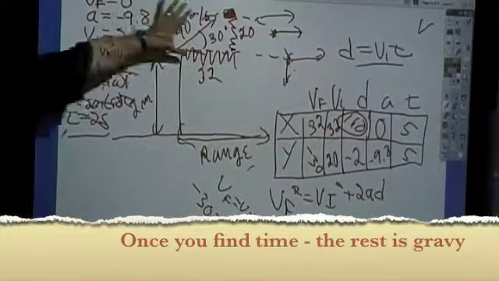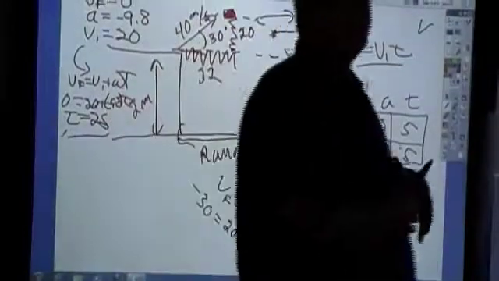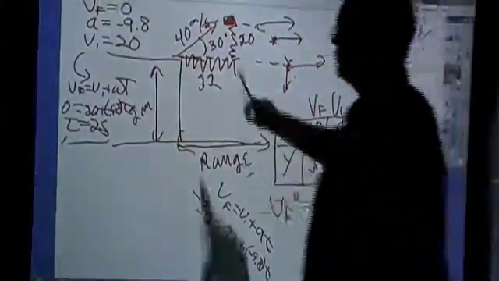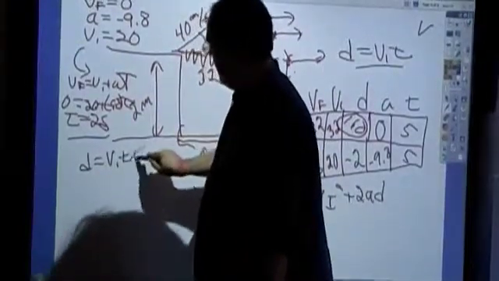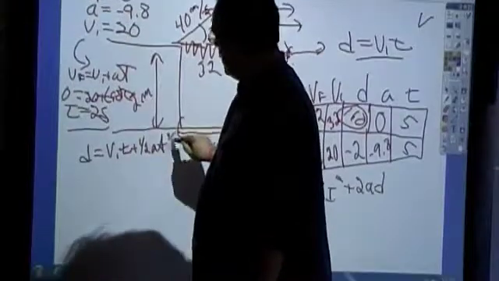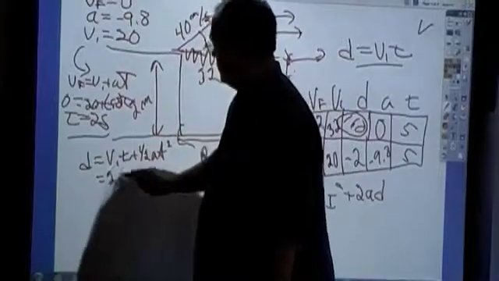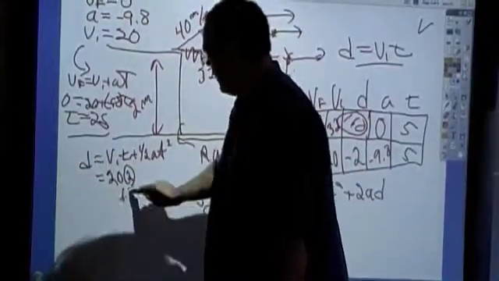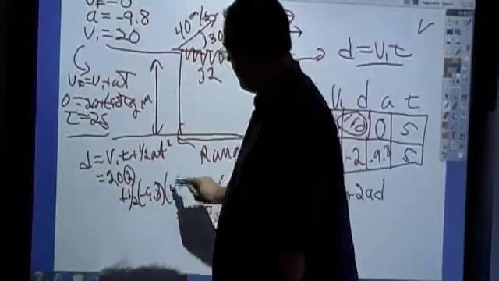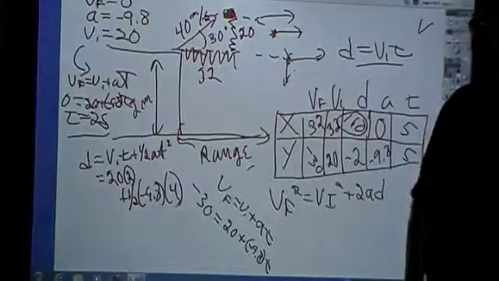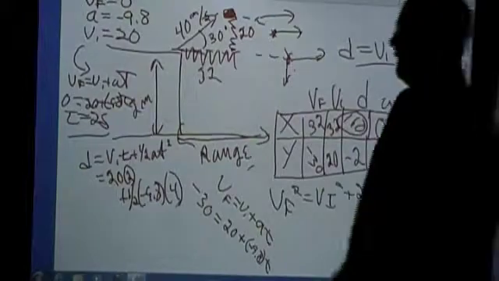Now how can we find the displacement to the peak? You got 4 things now. You could use D equals VIT plus 1 half AT squared, or you could use VF squared equals VI squared plus 2AD. Try it with this one, and you'll get the same answer. 20 times 2 plus 1 half minus 9.8 times 2 squared, 4. Looks like 40 minus 20. About 20. So 20 meters.